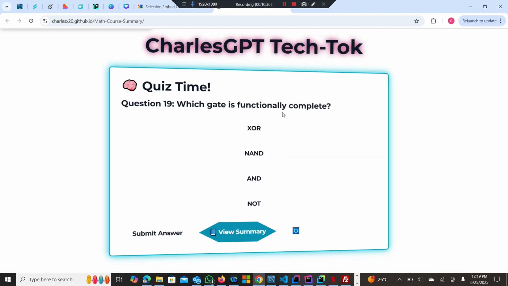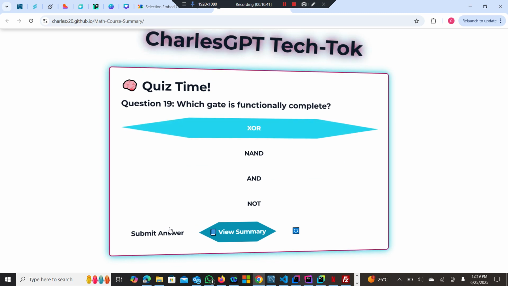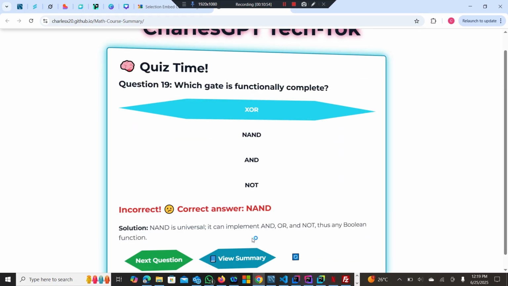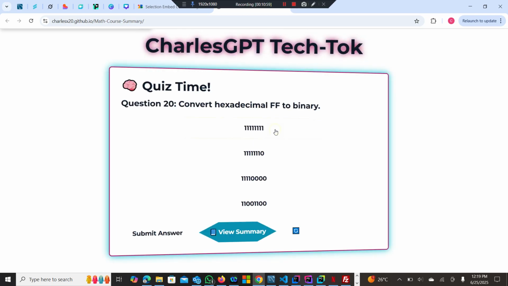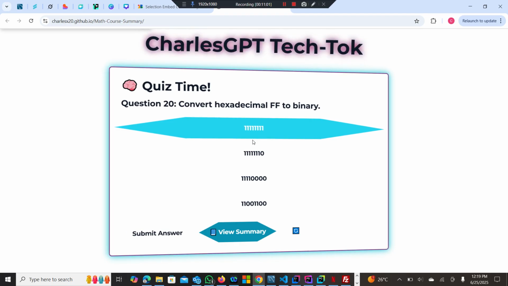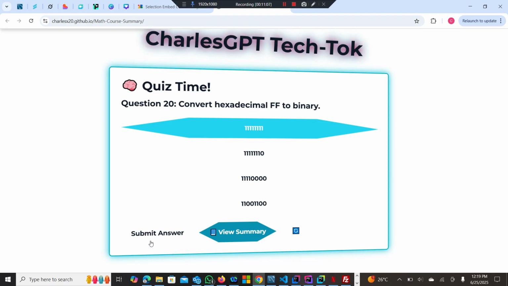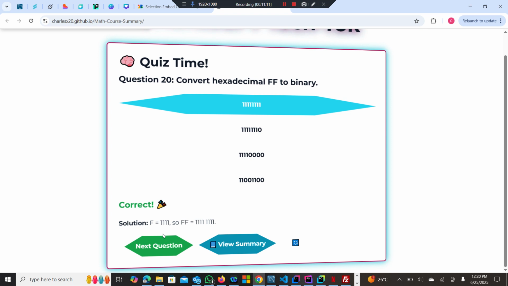Which gate is functionally complete? Oh, XOR or NAND? NAND. I think it's NAND. Which gate is functionally complete? NAND, not AND. I know it's the correct answer, not AND. Next. Convert, oh, this is cool because F is 1111 and FF is 11111111 for hexadecimal to binary. Take note. Okay, so you see the solution here.